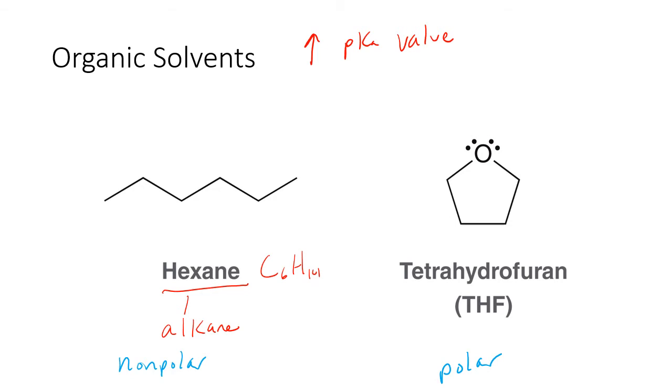This is a 5-membered ring, but it contains a heteroatom. A heteroatom is an atom other than carbon. So in this case, it's oxygen. So THF is a really good polar organic solvent that can be used to dissolve really strong bases and not interact with the reaction like water would.